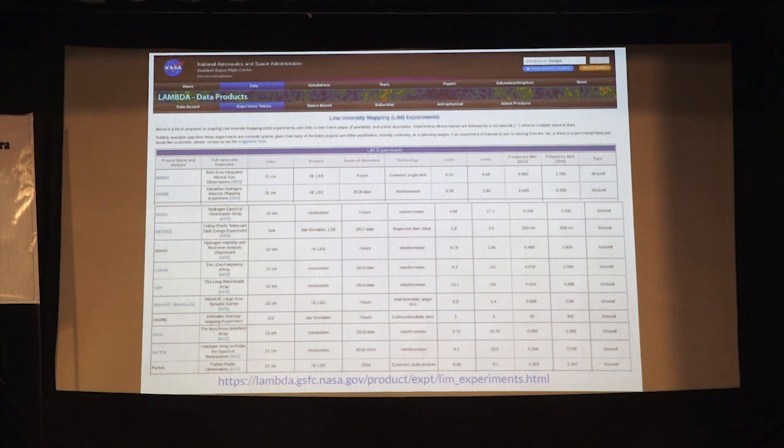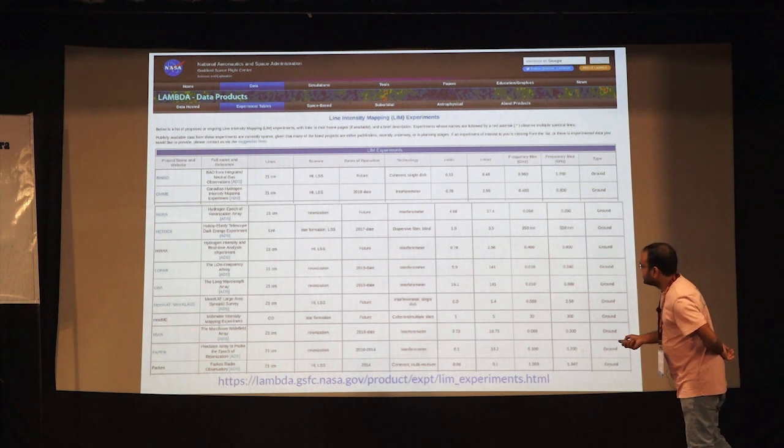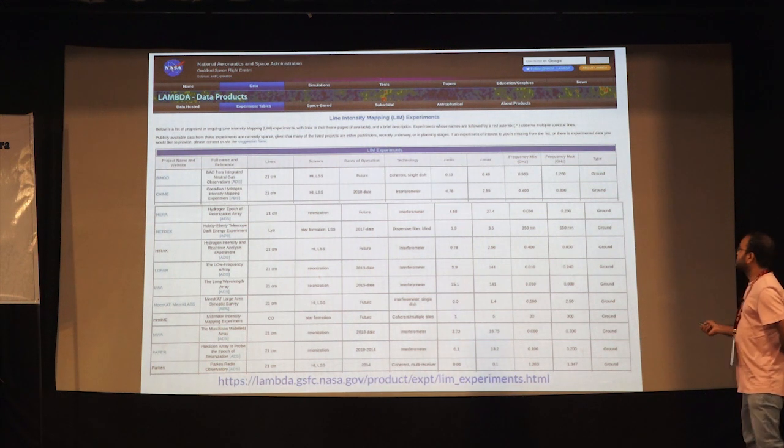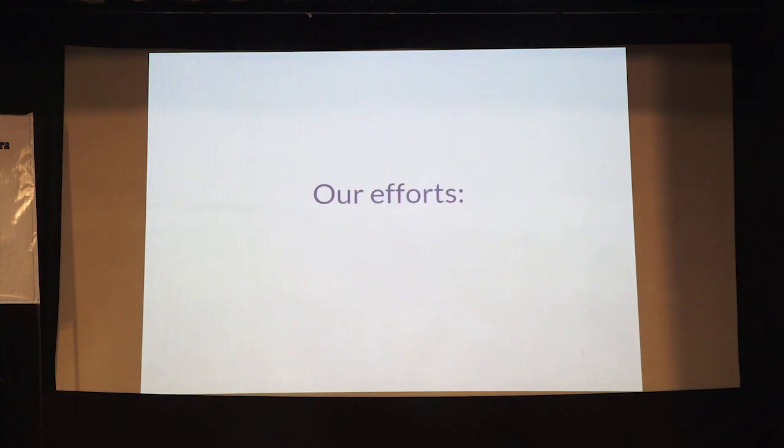This website summarizes all the line intensity mapping experiments that are currently happening and the future experiments. It is quite nice documentation. CHIME, HERA, LOFAR, GMRT, MeerKAT, all these are the interferometers currently operating. You can see a summary of the frequency band and what line intensity they are trying to measure. So this is a good reference for the observations.